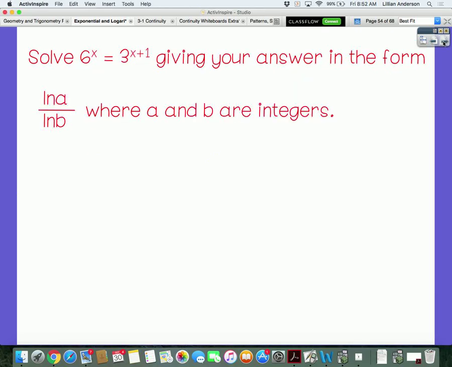Now, the reason why I want to make sure that you guys recognize that natural log and log are the same thing, and so it doesn't matter whether you take the log of both sides or the natural log of both sides, is because sometimes they might actually ask you to write it in a particular form, like in this example. Solve 6 to the x equals 3 to the x plus 1, giving your answer in the form of ln of a over ln of b, where a and b are integers.